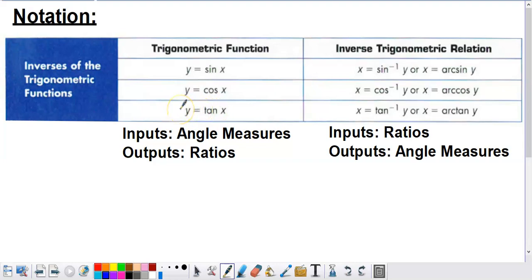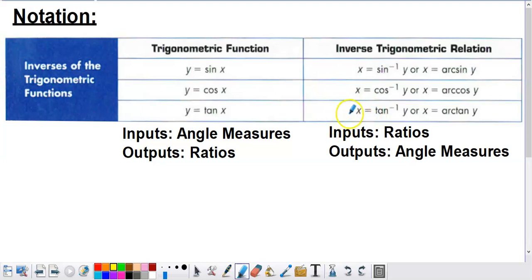Tangent would be opposite divided by adjacent relative to the angle measuring x degrees or x radians. So the input in this column right here is x every single time. X is an angle measure. The output, y, is a ratio. Now look over here in the inverse column. You see that the outputs and inputs have changed. The fact that they're inverting the variables with each other is definitely not by accident.